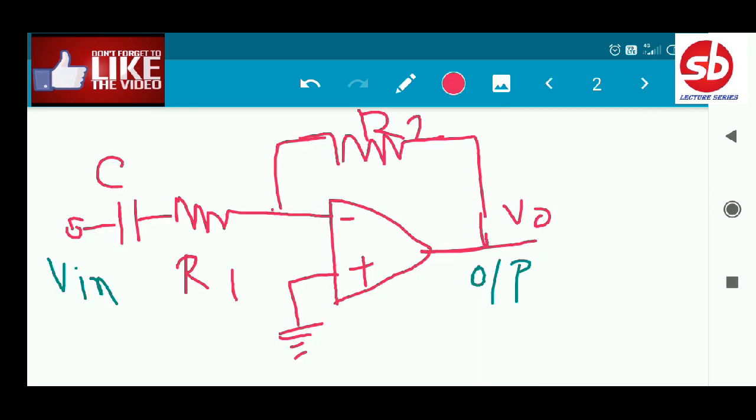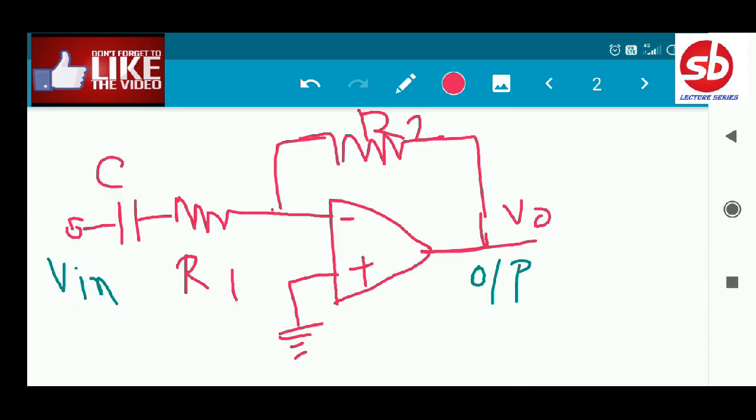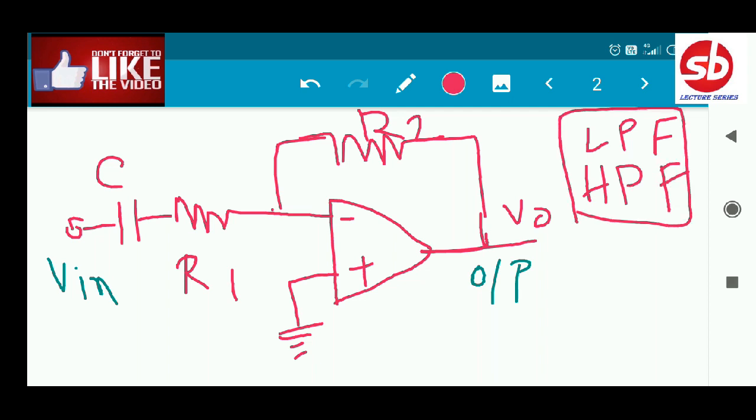This is the circuit. Now the first part, as I have said, is that you have to identify the type of the filter from the question. After identifying the type of the filter, you go on to calculating the cutoff frequency from the circuit configuration. Now in this type of op-amp circuit, if it has been asked whether it is low pass or high pass filter, the identification is easy. But if it has been asked about the band pass or the band reject type of filter, then the identification of this type of filter is quite difficult.